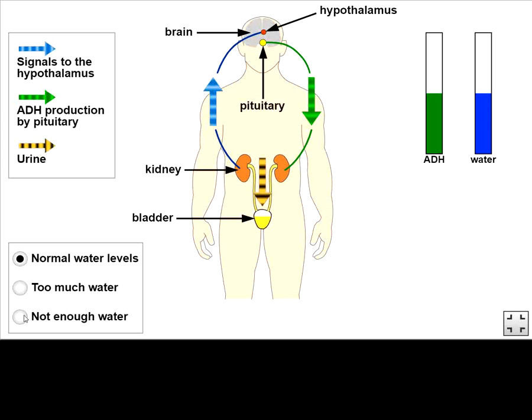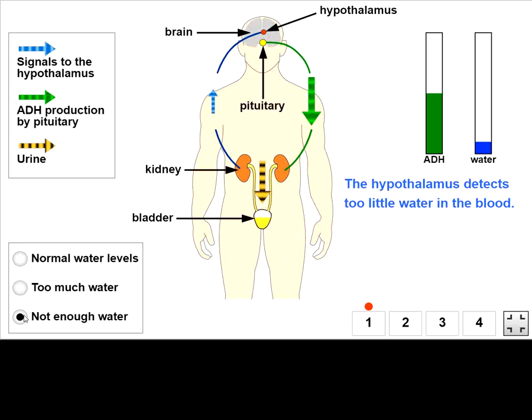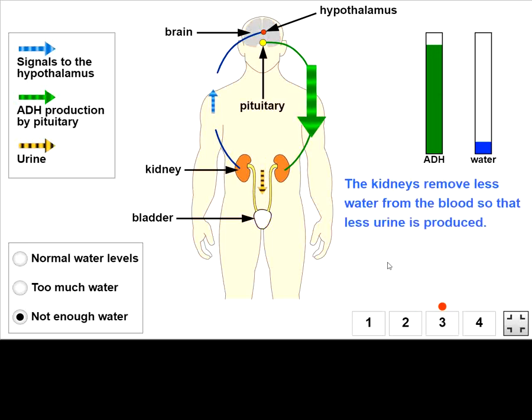So it's hot, you've been sweating. If there's not enough water, we get an increase in our pituitary gland releasing ADH. The brain detects there's too little water, and the hypothalamus sends a message to the pituitary, which increases its release of ADH. The ADH travels in the blood to the kidneys, where the kidney now removes less water from the blood, takes more water out of the urine, and we get less urine produced in our bladder.